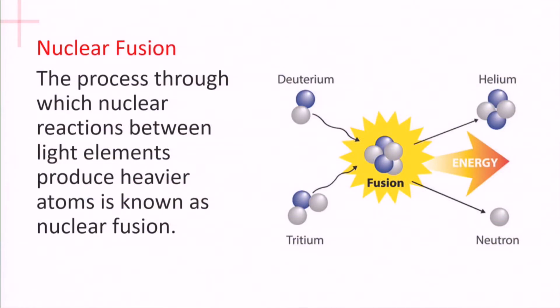Uncontrolled use, as with the so-called atomic bomb, can result in an explosion, and it has a very destructive power. Now let us see what nuclear fusion is. Nuclear fusion is when smaller atoms come together and a larger atom is formed, and in this process also energy is released. So, nuclear fusion is the process through which nuclear reactions between lighter elements produce heavier atoms.